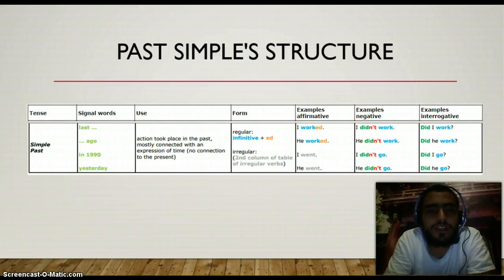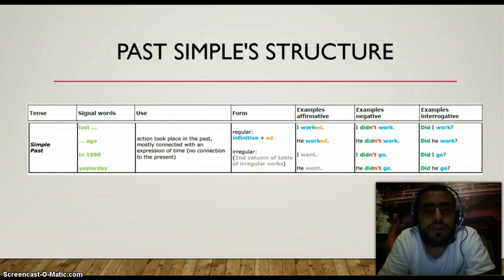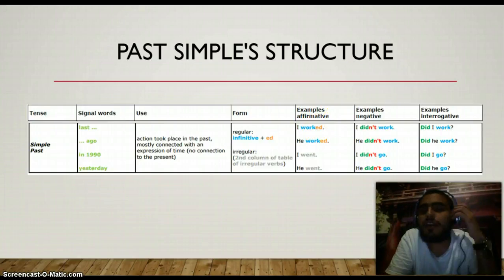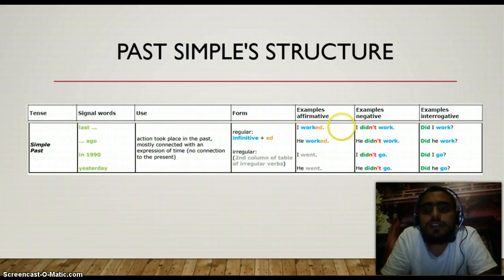is the infinitive verb plus the ed, and the regular it is totally different word from present to past. So we have some examples in affirmative, like I worked. Examples in negative, like I didn't work. And interrogative example, did I work?